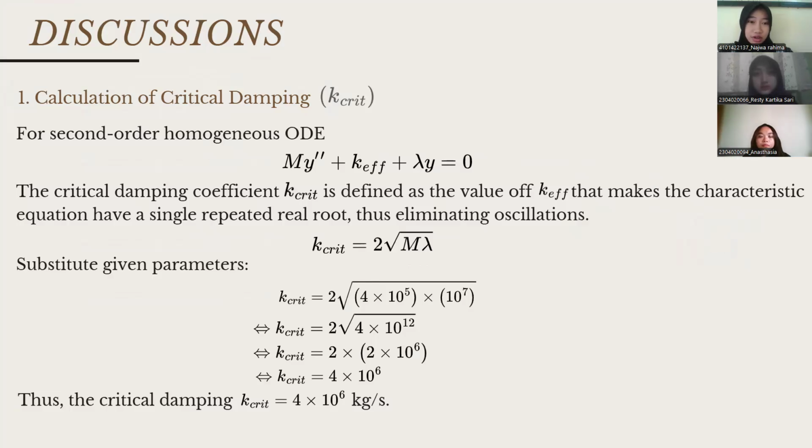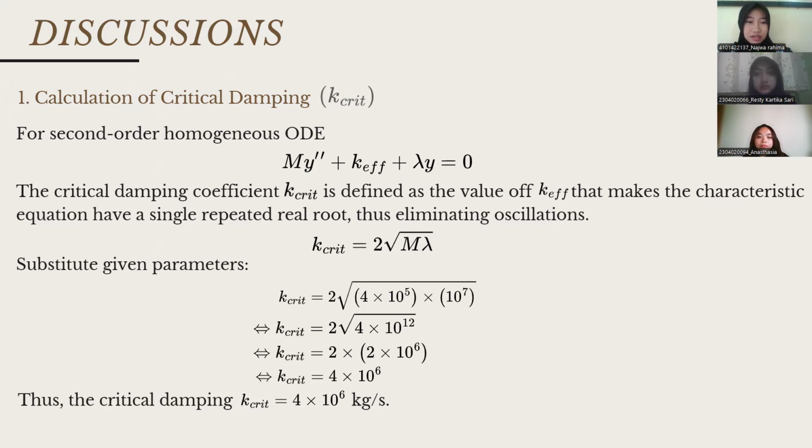First, we need to calculate the critical damping, or K critical. For the second order homogeneous ODE, m y double prime plus K effective y prime plus lambda y equals 0, the critical damping coefficient K critical is defined as the value of K effective that makes the characteristic equation have a single repeated root, thus eliminating oscillation.